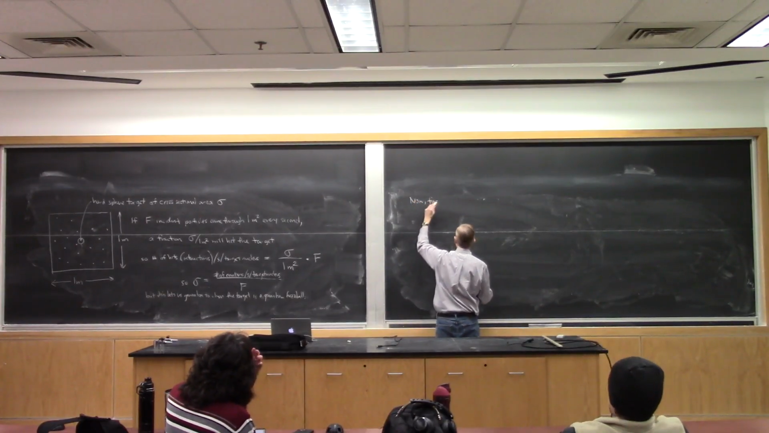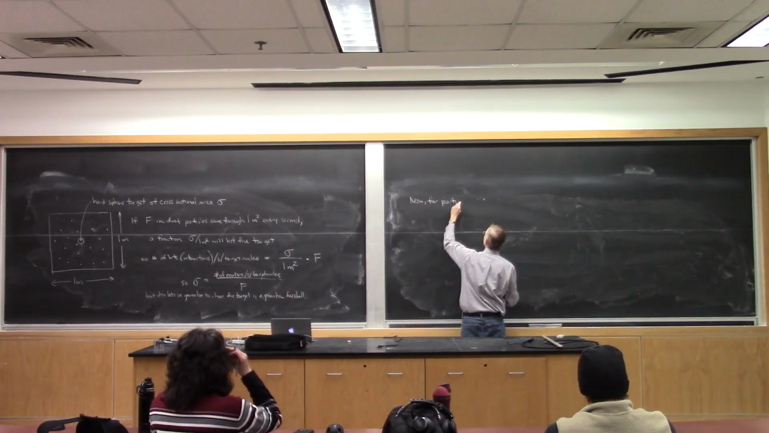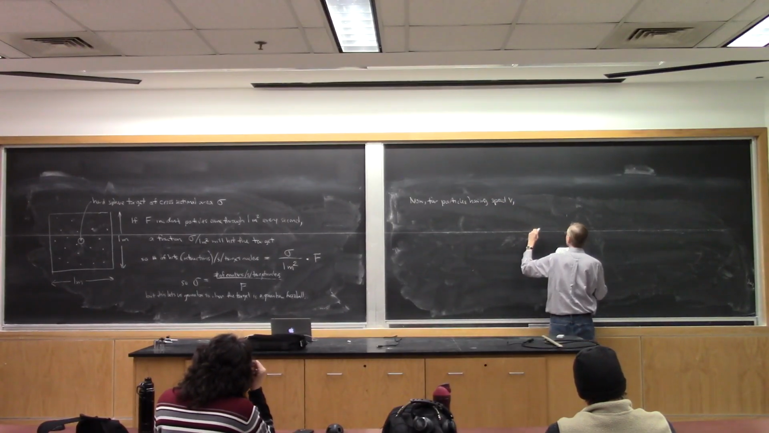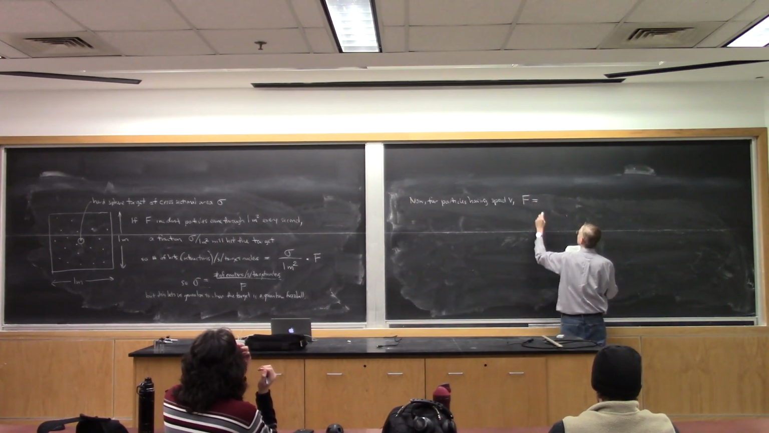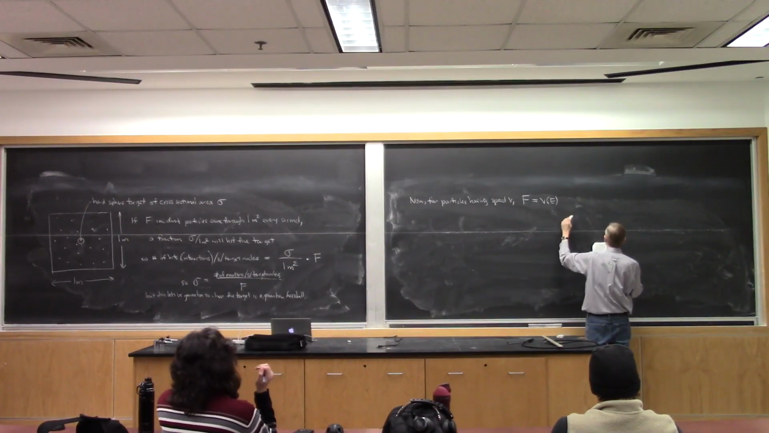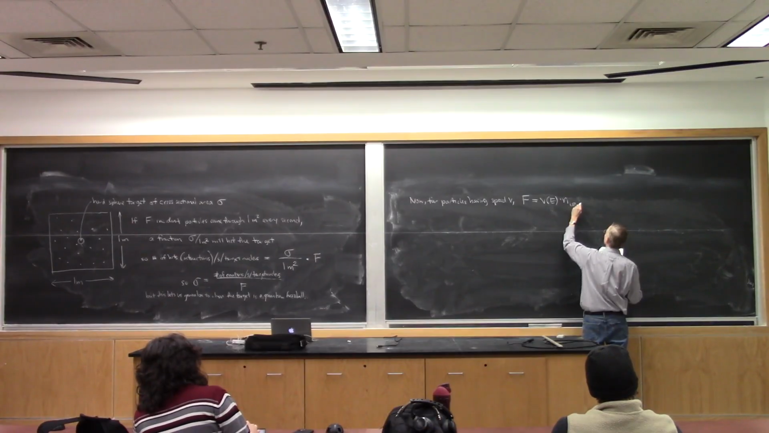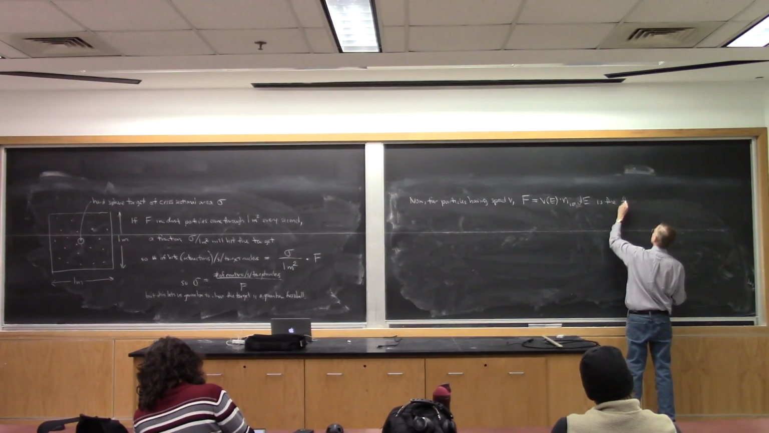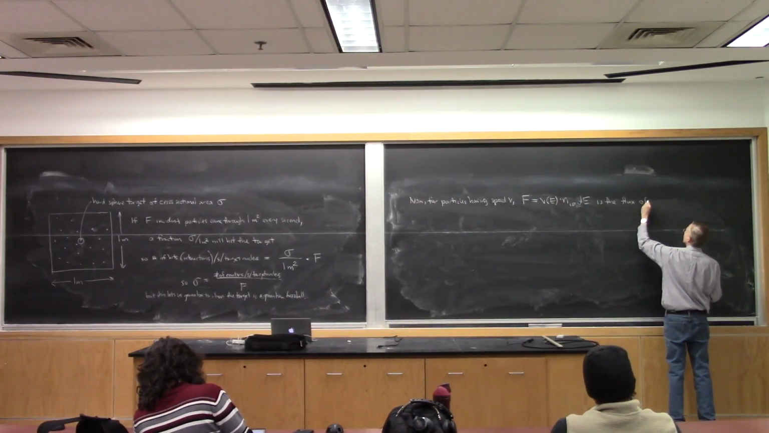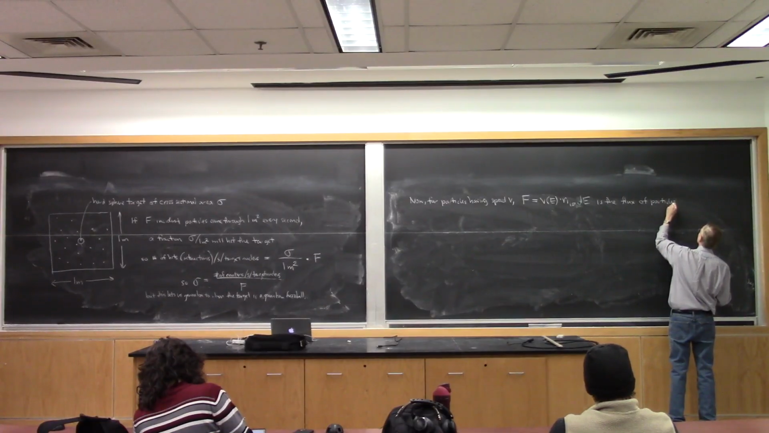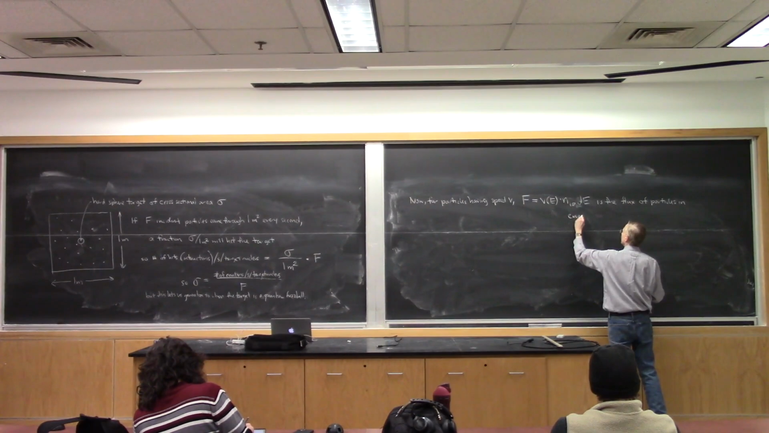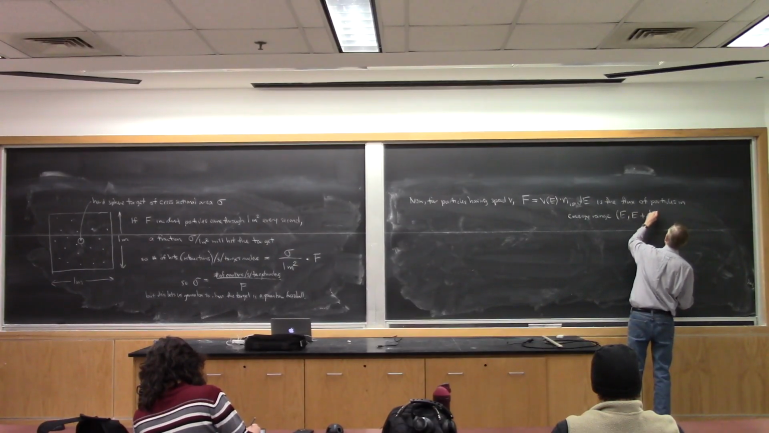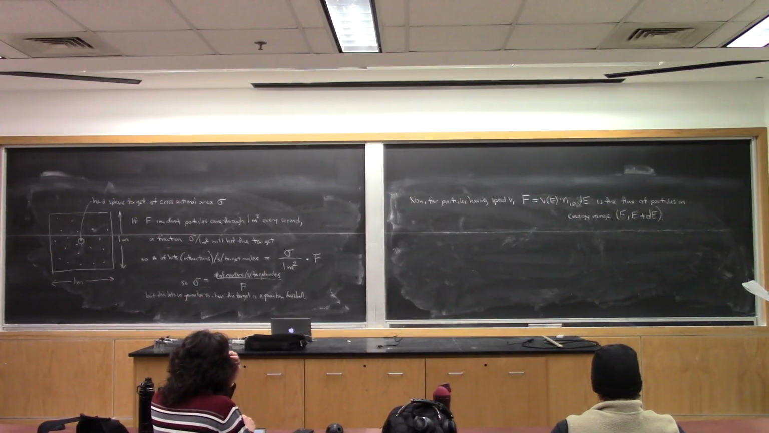Now, for particles having speed v, F is equal to v as a function of E times N sub I of E dE, which is the flux of particles in the energy range from E to E plus dE. So why should this be?